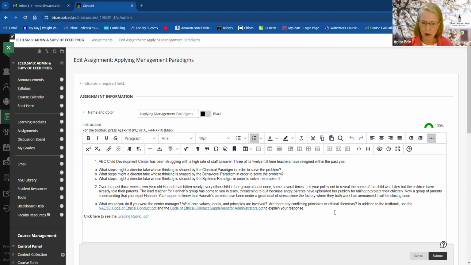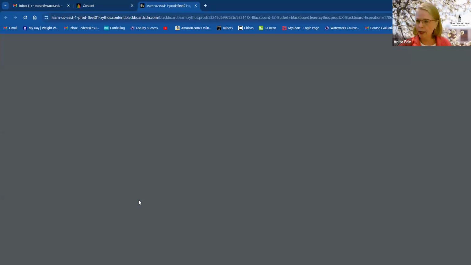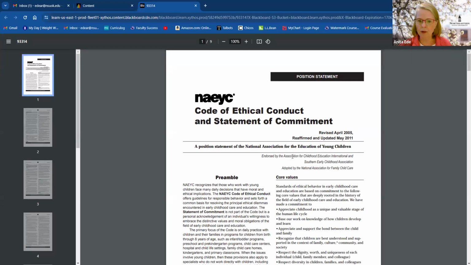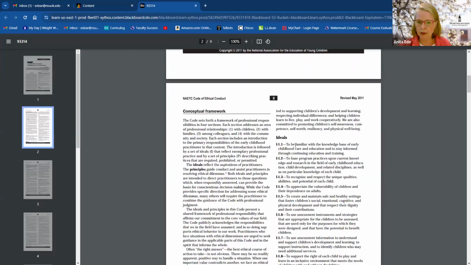So what core values, ideals, and principles are involved? The core values, ideals, and principles you will find in the NAEYC Code of Ethical Conduct. Just click right here. This works a little better when it's not in the way, so I'm going to get rid of this. There we go. Here we have the Code of Ethical Conduct. Here are the core values.